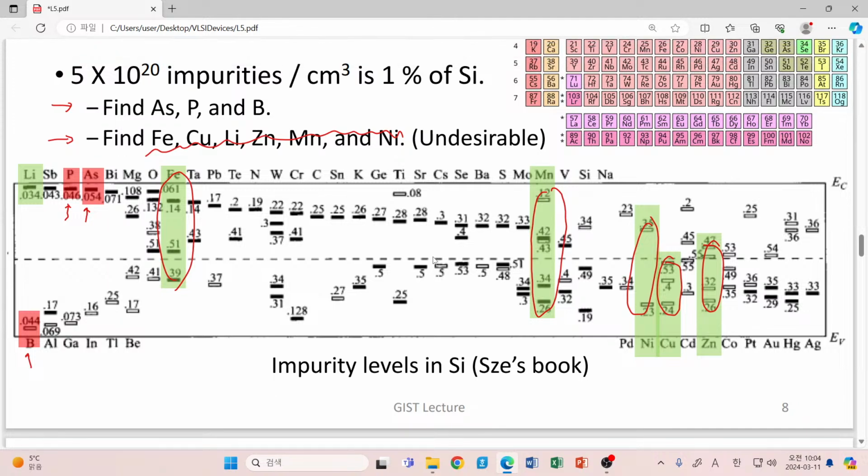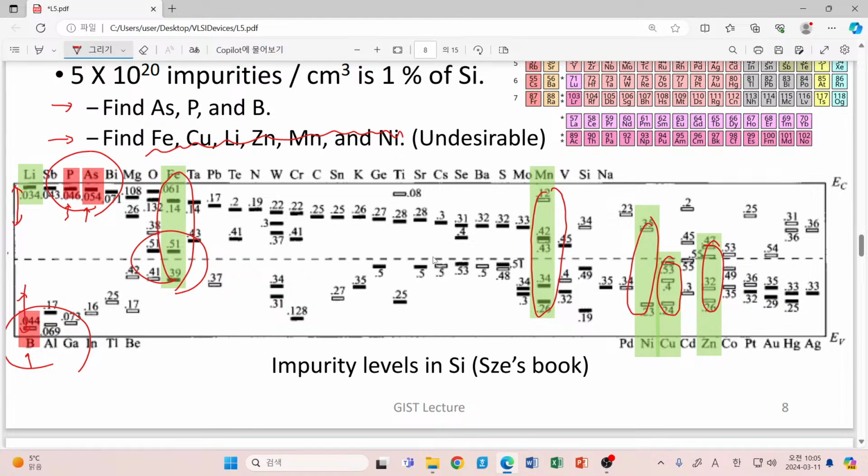So now we can understand, if a certain impurity introduces a state which is quite close to the conduction band or valence band, then it can be used as a good impurity. And if it introduces a deeper state, whose energy difference is quite high, then they are regarded as contaminators.